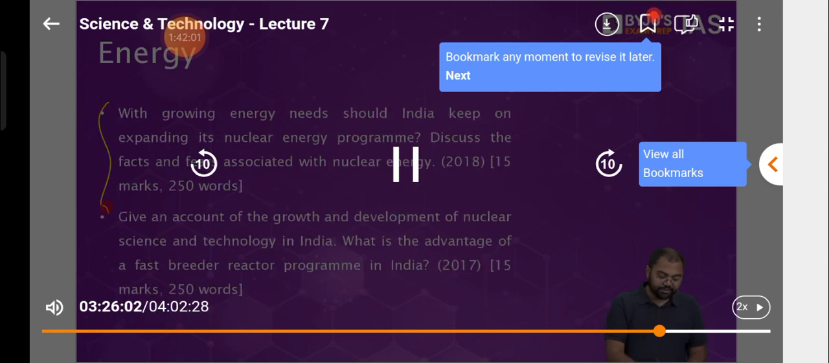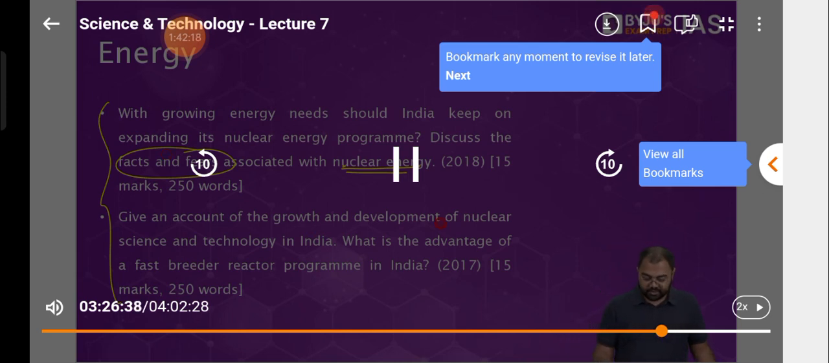And then these two questions, if you see, have been asked on energy, right? And both of them are based on nuclear energy. The first says, with growing energy needs, should India keep on expanding its nuclear energy program? The answer cannot be no. You cannot say that our energy needs are growing, but we don't need nuclear energy. But it talks about the facts and fears, the positives and the negatives. What are the facts? What are the positives? And what are the issues that we need to consider and overcome if we want good growth in nuclear energy? So again, we discussed all these points.